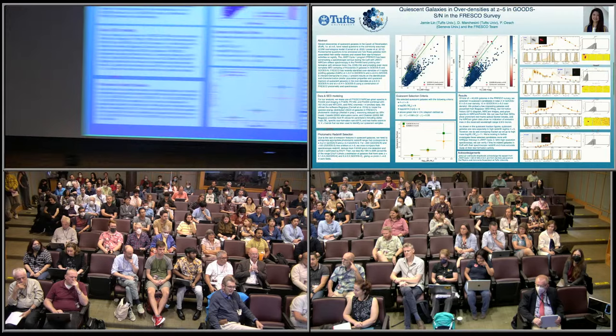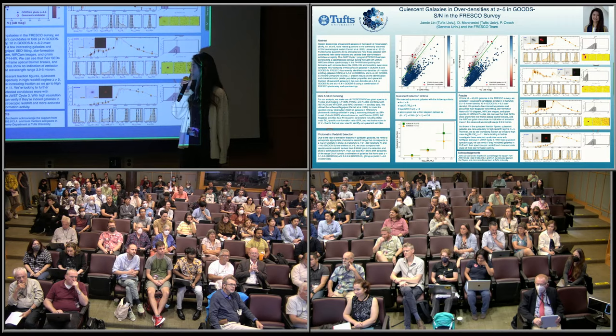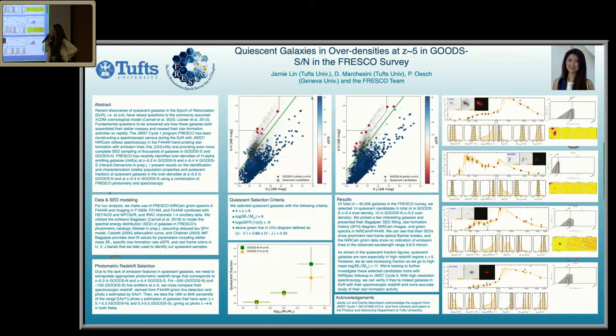Okay. Hi, everyone. I'm Jamie, and currently I study at Tufts with Daniel Marcassini, and this is my poster. Few things I would like to point out in my poster. The main topic of this poster is searching for quiescent galaxies in the FRESCO catalog, which observed in GOODS-South and GOODS-North. We did SED fitting with the BAGPIPES SED fitting code, and the selection criteria we use are right here. There are two overdensities that we discover, one each in GOODS-South and GOODS-North, around redshift of 5.